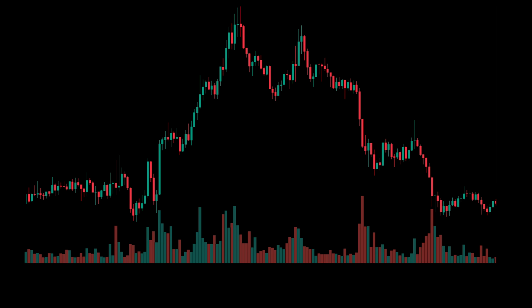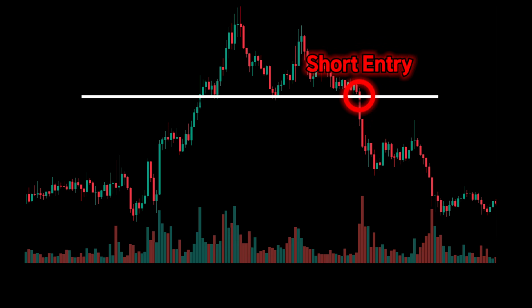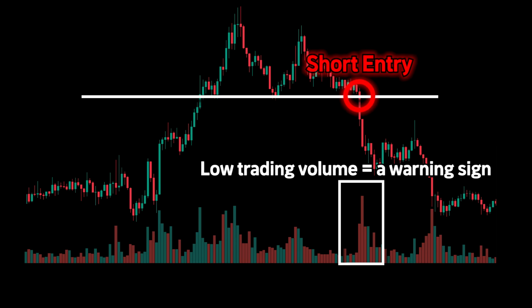Strategy 1. Enter after the neckline breaks. We'll use the double top as the example. Wait for price to close below the neckline, then enter short. The key is volume. The breakdown should come with above average volume. A breakdown on low volume is a red flag and could be a false move.